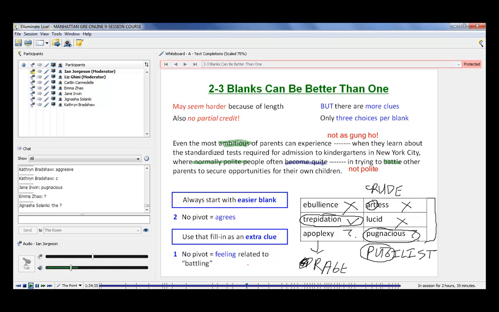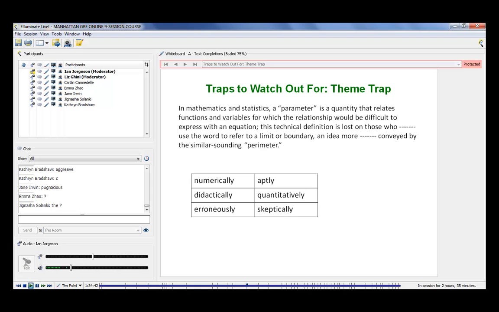All right, I'm going to show you guys another problem. And once again, I'm going to give you a minute. And when you're done, ring in with what you're picking for the first blank. And I'll give you a clue. There's a trap here. We call it a theme trap. Good luck. It's a tough one. I think it's actually tough enough just to tease out the meaning of the sentence.